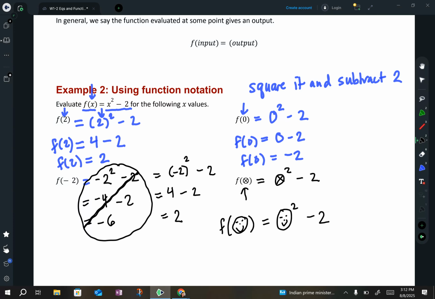Now, obviously, we're not going to do a lot of f of smiley faces or f of x with a bar in it, but we are going to sometimes do things like f of a constant that we don't know, maybe f of c. And that would be c squared minus 2. So you will see examples where we put in a constant. Let's do another example.